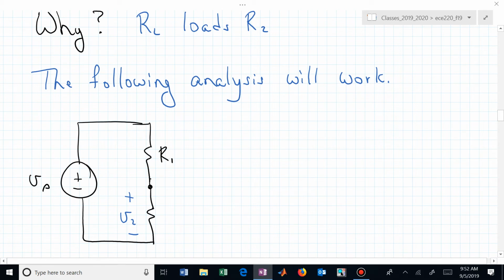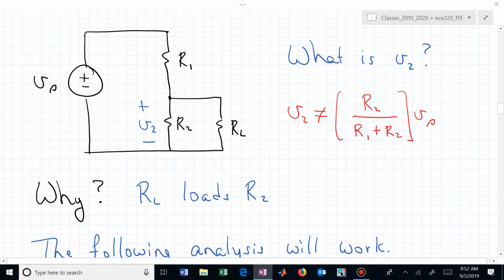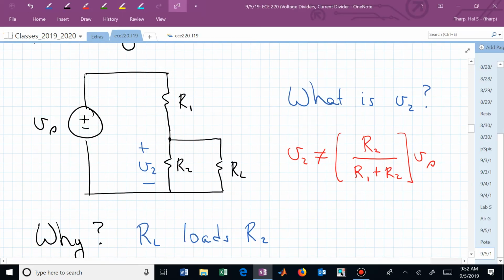I want this circuit to be the same in behavior as this circuit. If that's the case, what have I now done to that? Did we talk about this last time? Those 2 resistors are in parallel, aren't they? How do you combine parallel resistors to give you a single equivalent resistor?